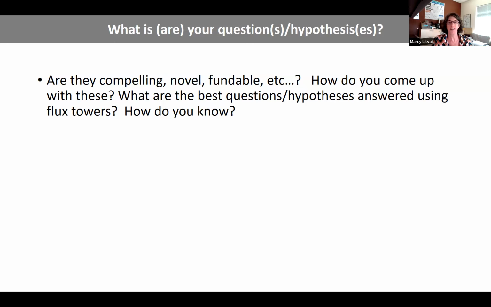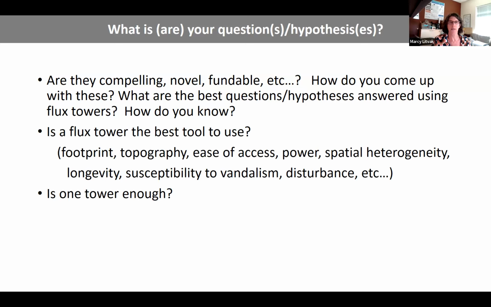If you have methodological issues you want to work out, I think it's great to set it up there, but I would caution you against using your resources just for that if you don't have a compelling question, if that makes sense, right? I think the other thing to really think about is, is a flux tower the best tool to use to answer your question?